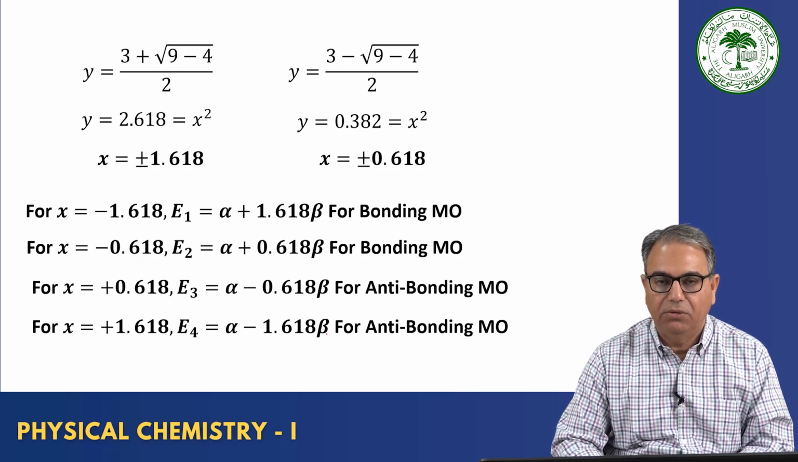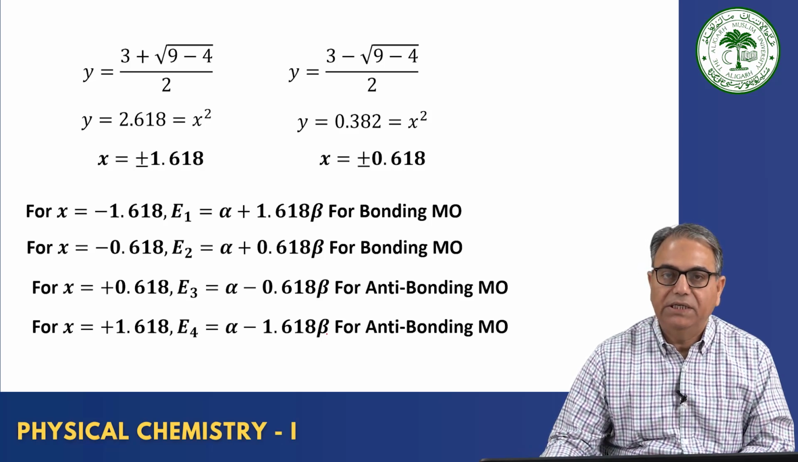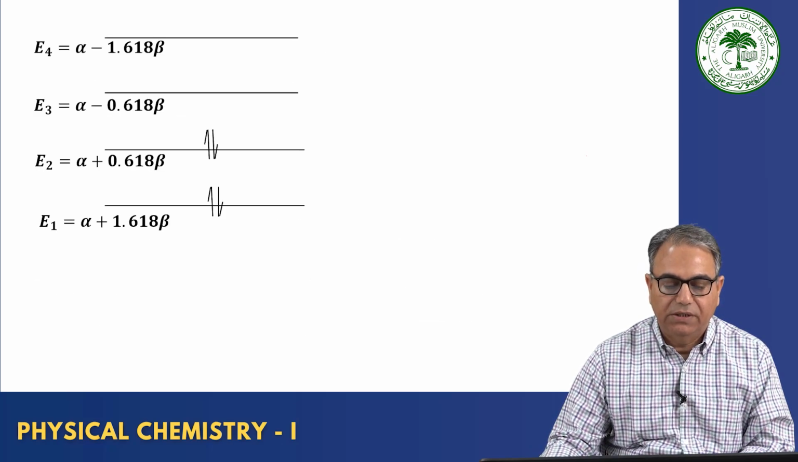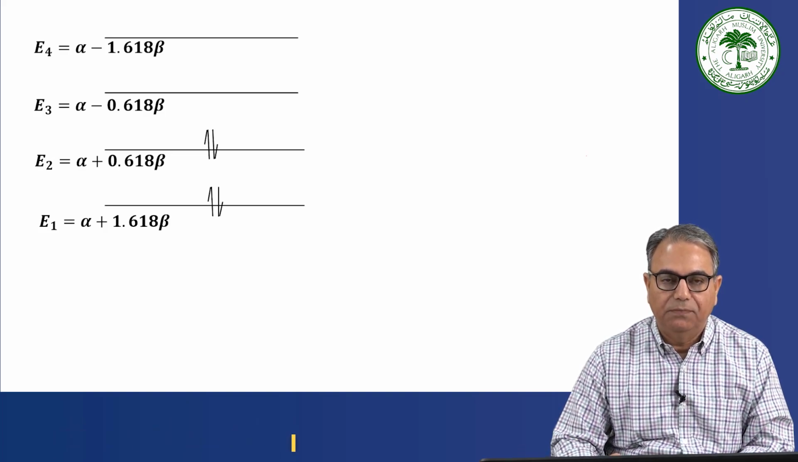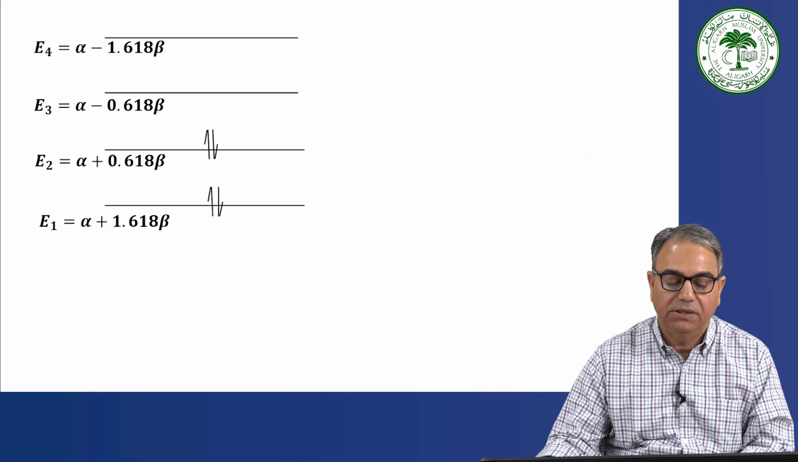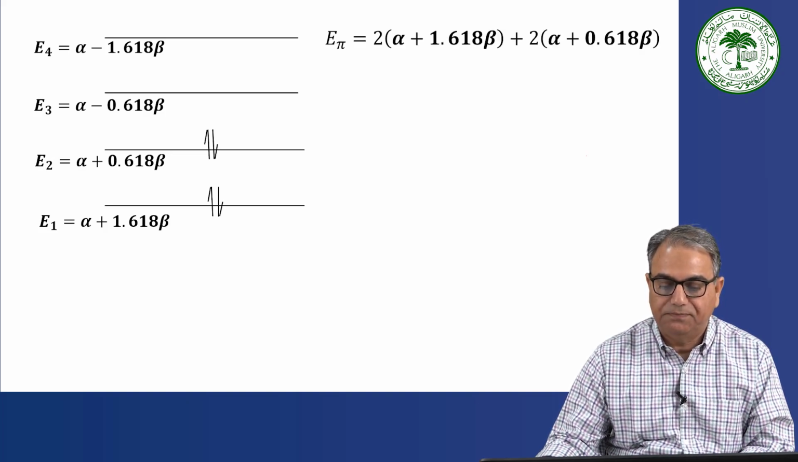So for the anti-bonding molecular orbitals, if we draw the energy level diagram and fill the electrons, because we have 4 electrons here, this is the energy level diagram for the butadiene molecule. We have E1, E2, E3, E4, all 4 energy levels, and both the bonding molecular orbitals are occupied molecular orbitals. So E2 is the highest occupied molecular orbital.